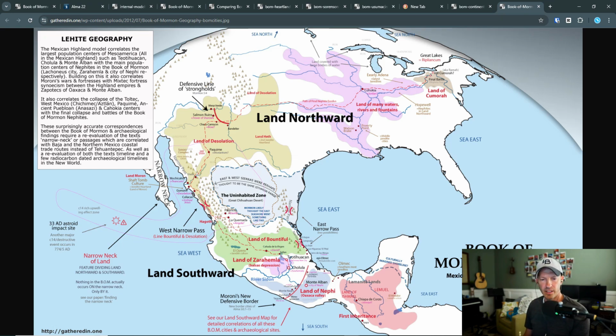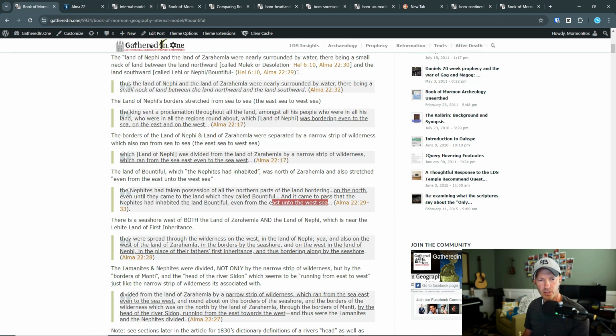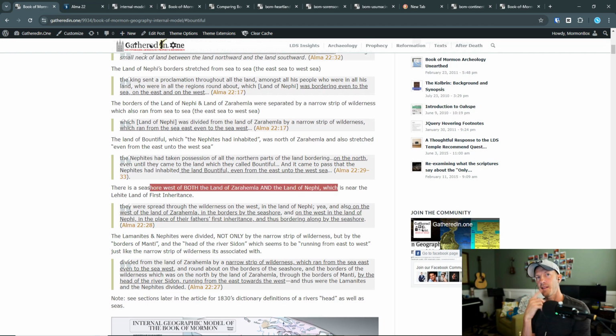Okay, so East Sea to West Sea. Mine has an East Sea to West Sea, definitely a strength of my model. But let's keep going. The next one is there is a seashore west of both the land of Zarahemla and the land of Nephi, which is near the Lehite land of first inheritance. This is something I want to hit home on, but let's just read the quote.